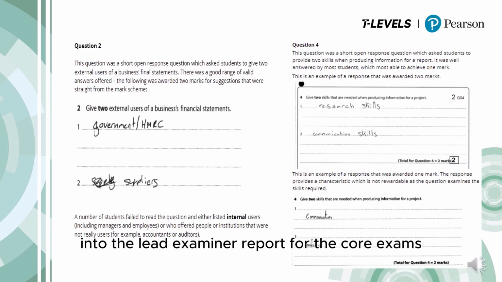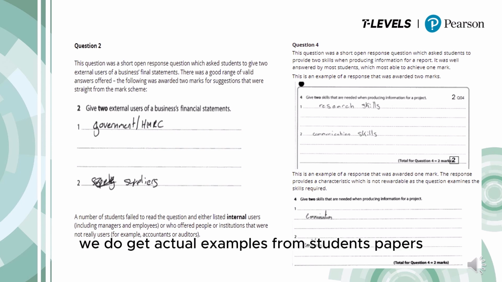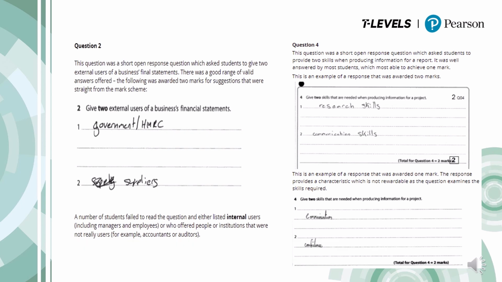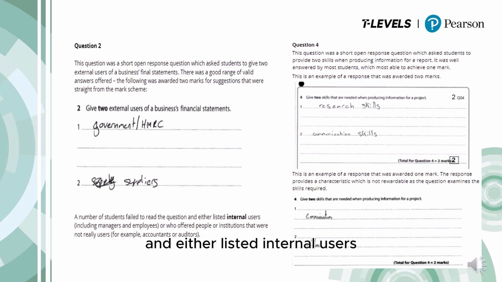Into the lead examiner report for the core exams, then you can see we do get actual examples from students' papers. And you can see that the lead examiner has gone through and has said that this one was given 2 for question 2. And it also talks about the misconception. So it said a number of students failed to read the question and either listed internal users or offered people or institutions that were not really users.